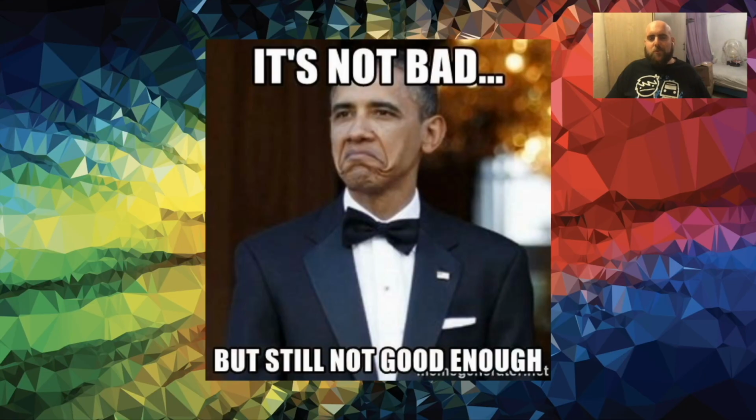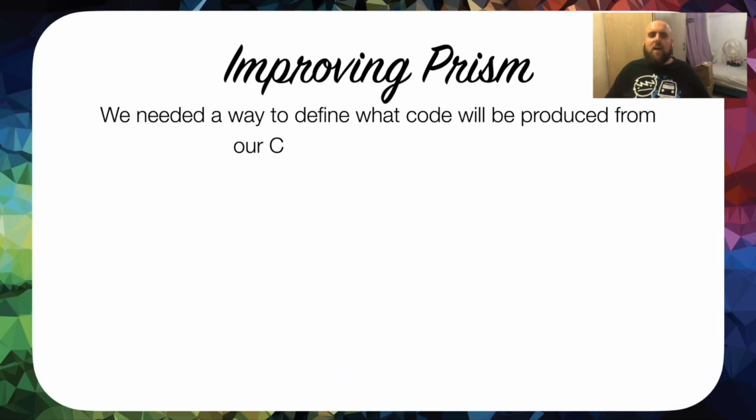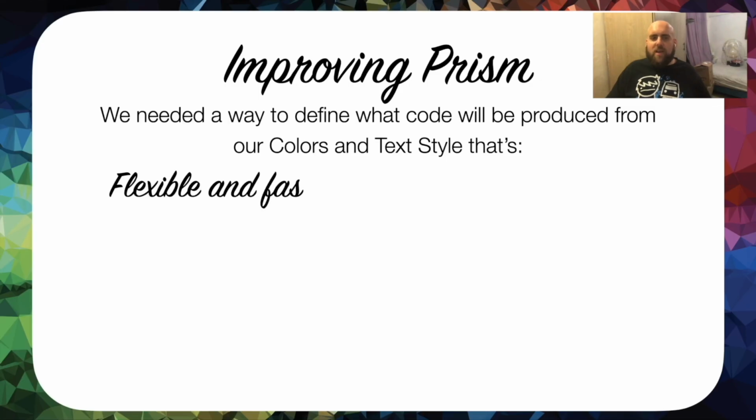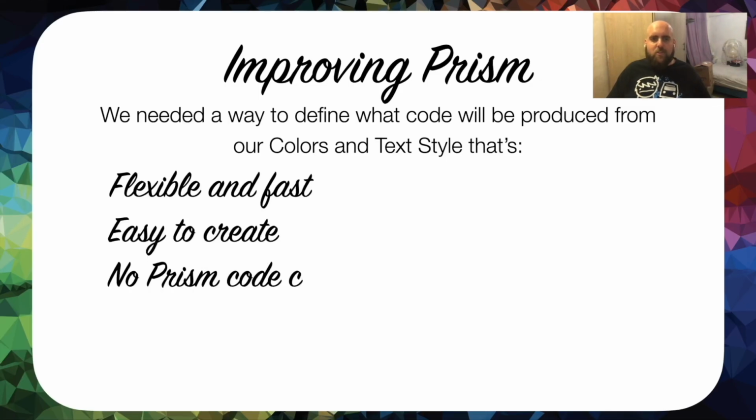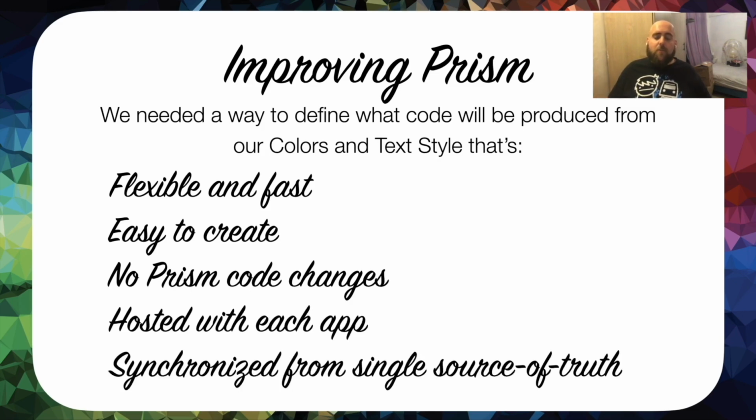It wasn't a bad solution for a single platform, but when we wanted to expand it to all of our platforms, it was not good enough. Back to the drawing board. We thought and thought and thought. How can we improve Prism? We need some way that would be really flexible and fast, would be really easy to create with no code changes, and that we could host it with each individual app so it could do whatever it wants. And of course, it's always synchronized from a single source of truth.